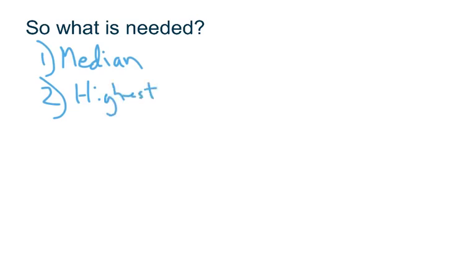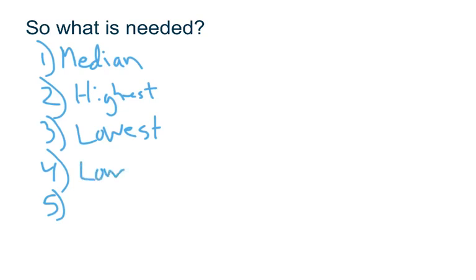What is actually needed? Well, there's a couple of things. First, you have to have the median. That definitely is helpful. Second, you have to have the highest point of your data set. And if you have the highest, you're probably going to need the lowest. And the last two are the quartiles. So you need to have the lower quartile and you need to have the upper quartile.